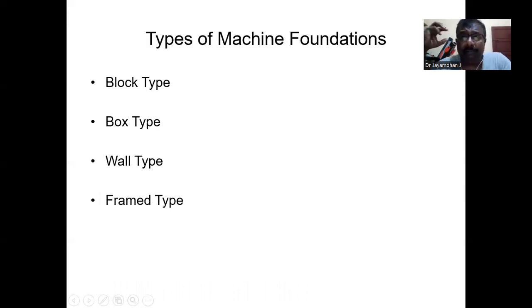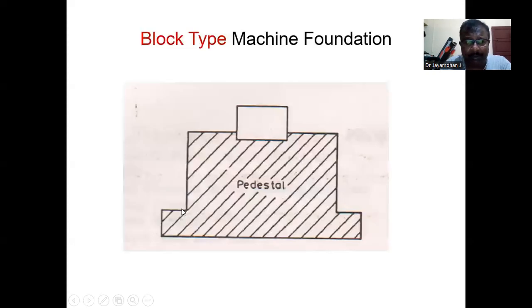Now, when we come to the foundations of these machines, what are the types of foundations? Based on the nature of the machine, based on the magnitude of the static force, based on the frequency and amplitude of the dynamic forces, the type of machine is chosen, and also based on the functional aspects of the machine, the foundation is chosen. Foundation can be either a block type, or a box type, or a wall type, or even a framed type. We will briefly discuss the various types of these foundations.